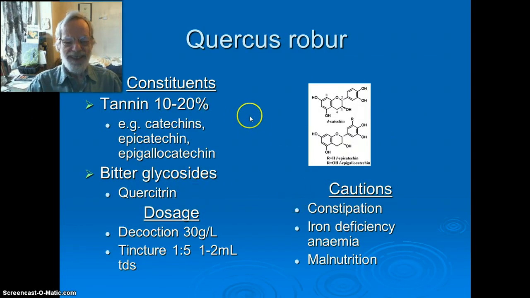Constituents: 10 to 20% dry weight of tannins. So catechins, epicatechin and epigallocatechin, here are the structures. Also contains beta-glycosides, quercitrin. Dosage fairly standard, maybe up to 2 mils per dose, so that would work out about 40 mils a week. No contraindications as such, but be cautious where there's constipation, you suspect iron deficiency, anemia, and where there's malnutrition, because astringent in the gut can make all of these things worse.